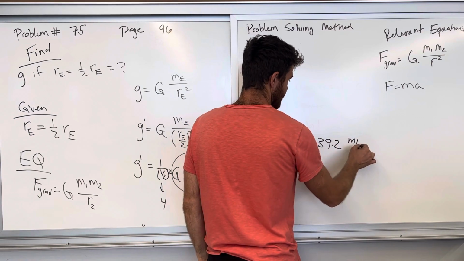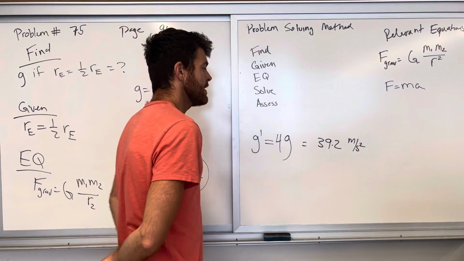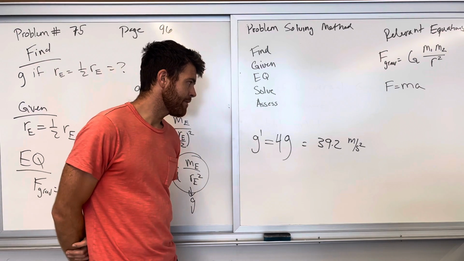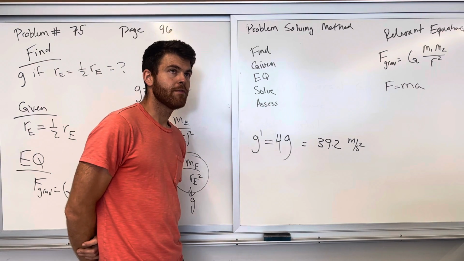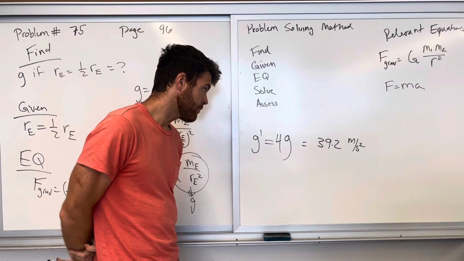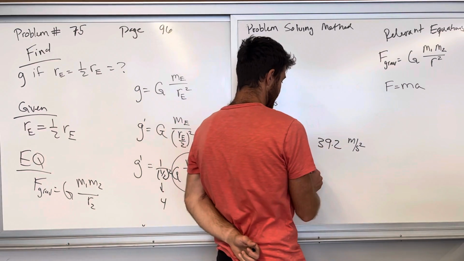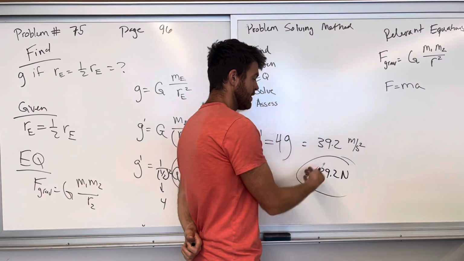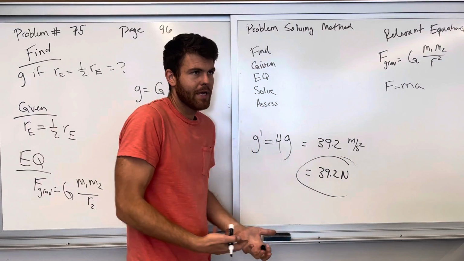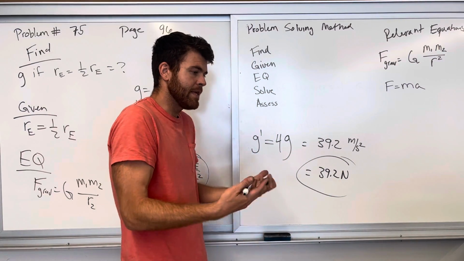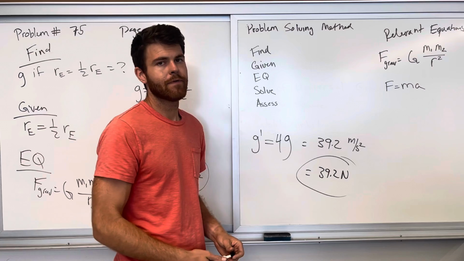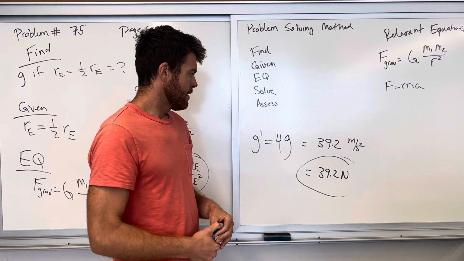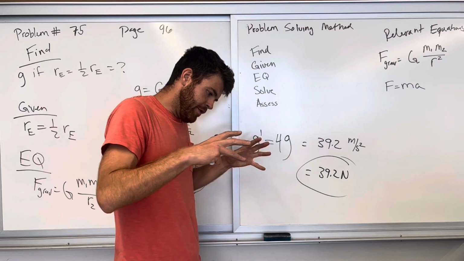meters per second squared. Technically, that's the field strength, right? The acceleration due to gravity, the gravitational field strength. They ask what is the force on 1 kilogram? Well, that's just multiply by 1 kilogram: 39.2 newtons. That's the technical answer. But when they ask what is the force on 1 kilogram, they're basically asking what is the acceleration due to gravity, or what is the gravitational field strength. So 39.2.